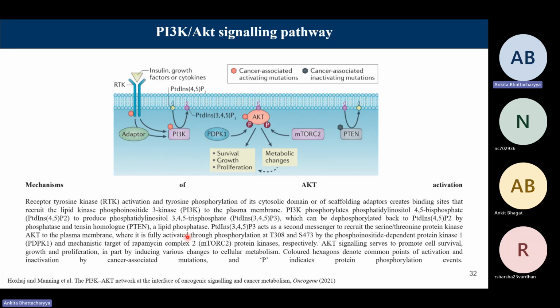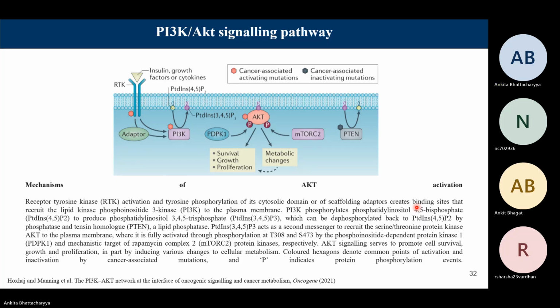Let me come here. You can see that the ligand binds to RTK, leading to its activation. As a result of that, tyrosine phosphorylation of the cytosolic domain of the scaffolding adapter helps in generating a new binding site for recruitment of PI3 kinase, phosphoinositide 3 kinase, to the plasma membrane. That then phosphorylates phosphatidylinositol, basically PIP2, to produce PIP3.